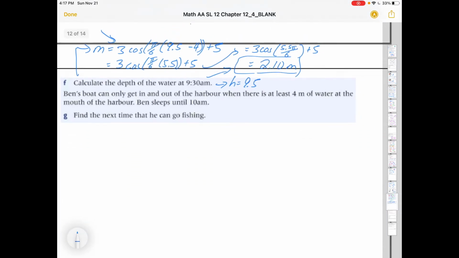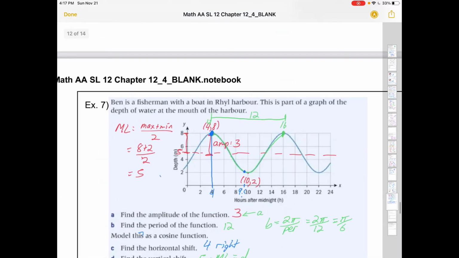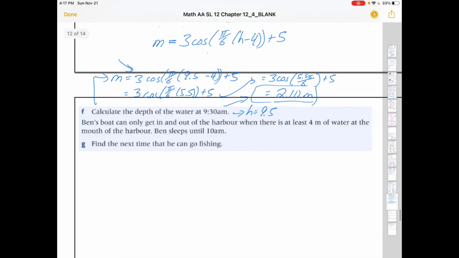Ben's boat can only get in and out of the harbor when there's at least 4 meters of water at the mouth of the harbor. And Ben sleeps until 10 a.m. So when he wakes up, oh no, we're at low tide. He can't get out. When can he get out to fish next?